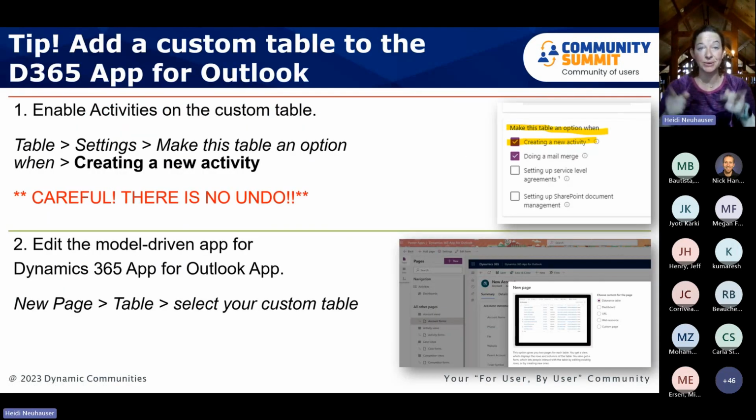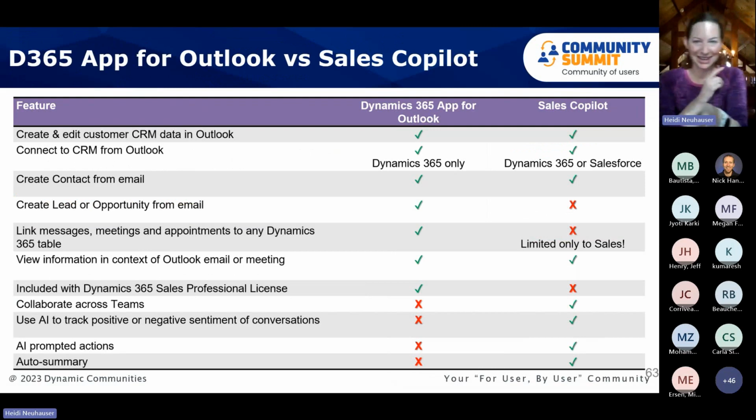Oh, I have a little tip here too. If you want to add a custom table to the Dynamics app for Outlook, you absolutely can. The only thing you have to do when you're creating your custom table or editing your custom table is check this little box here, create a new activity. That is the requirement to be able to track something and add it to the app for Outlook. So easy peasy, very cool things. Jessica, I see your question. I'm going to answer it in a moment.